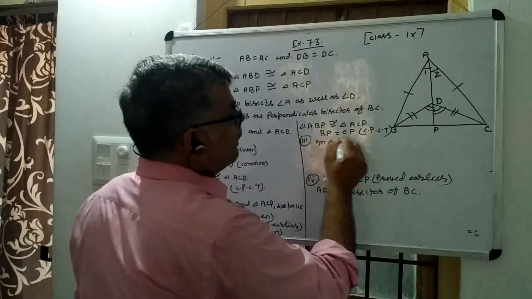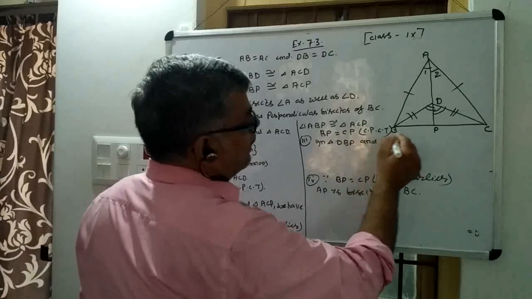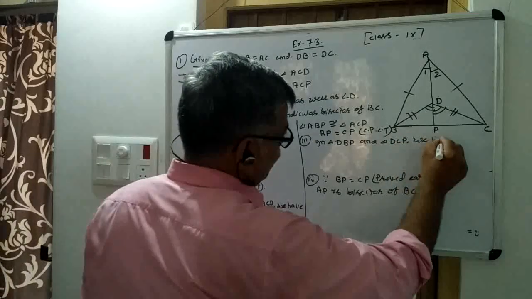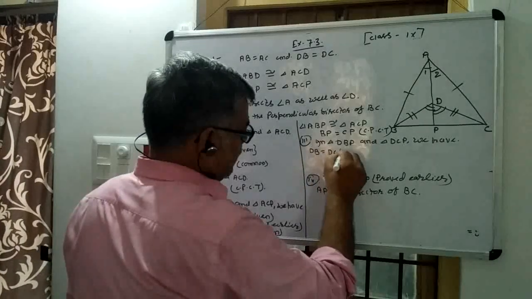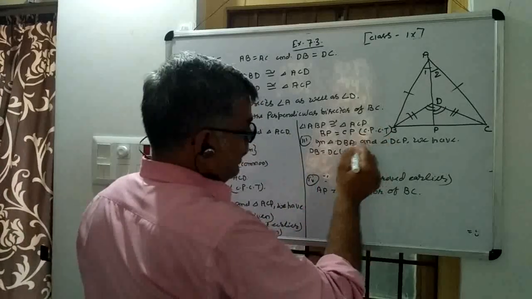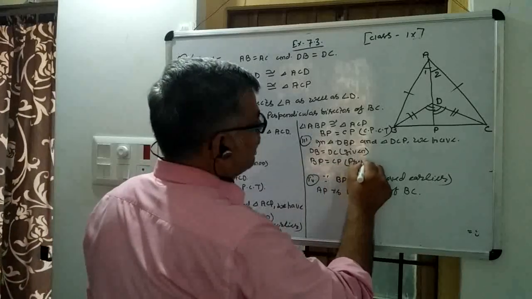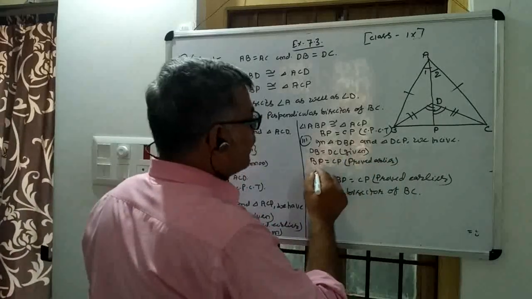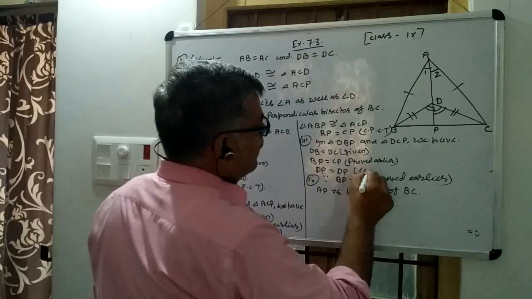In triangle DBP and triangle DCP, what do we have? DB equals DC, this is given. Thereafter, BP equals CP, this is proved earlier in part 2, and DP equals DP, which is common.